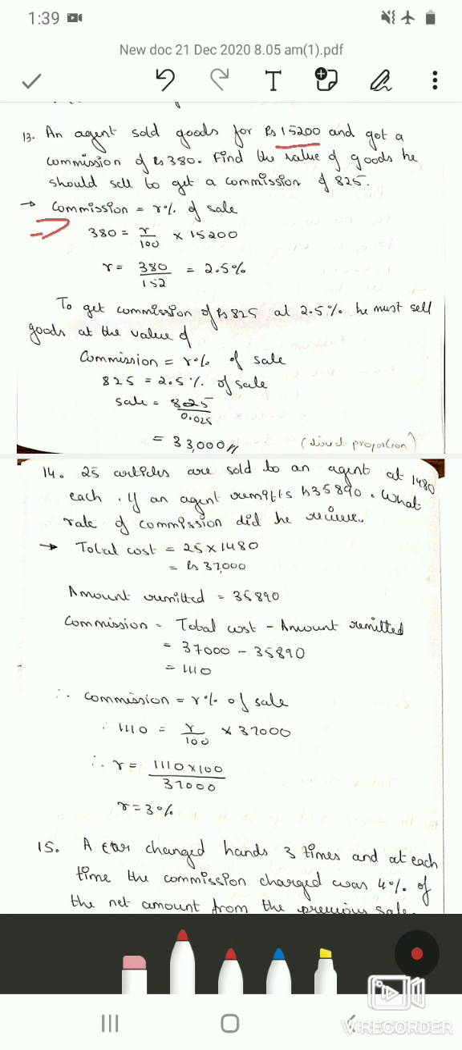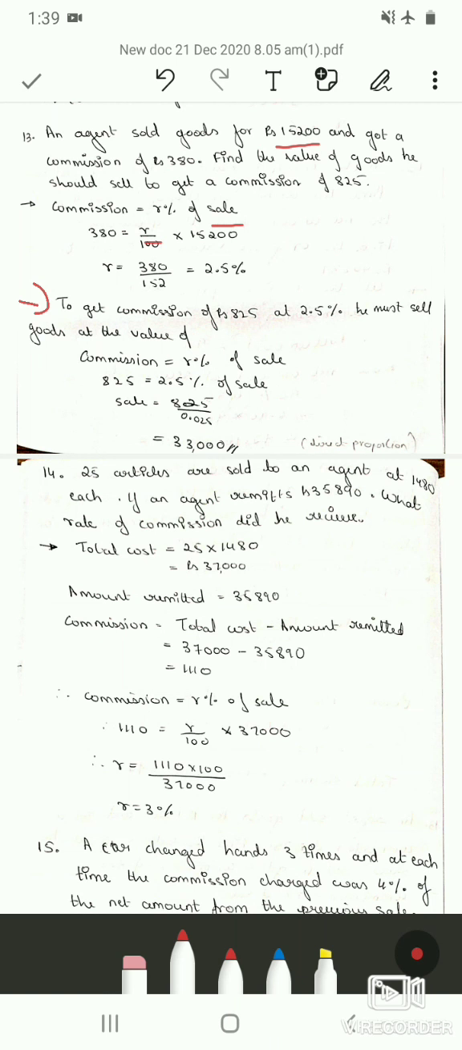So here the unknown value is the rate. So let's find out the rate first. So R is equal to rupees 380 divided by 152. So these 2 zeros and these 2 zeros will cancel. So we will get it as 152. So R is equal to 2.5%.